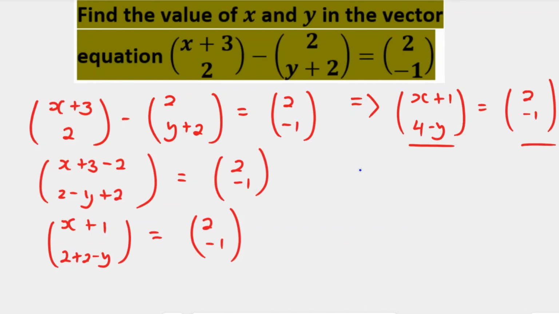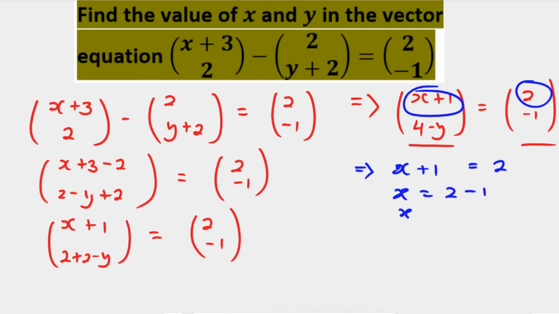Okay, so now we can set up the equation like this. Let me equate the x component. So x plus 1 is equal to 2. And we can find the value of x right now. I have to subtract 1 from both sides. That will give me x equal to 2 minus 1, and x is equal to 1. So that's the value of x.